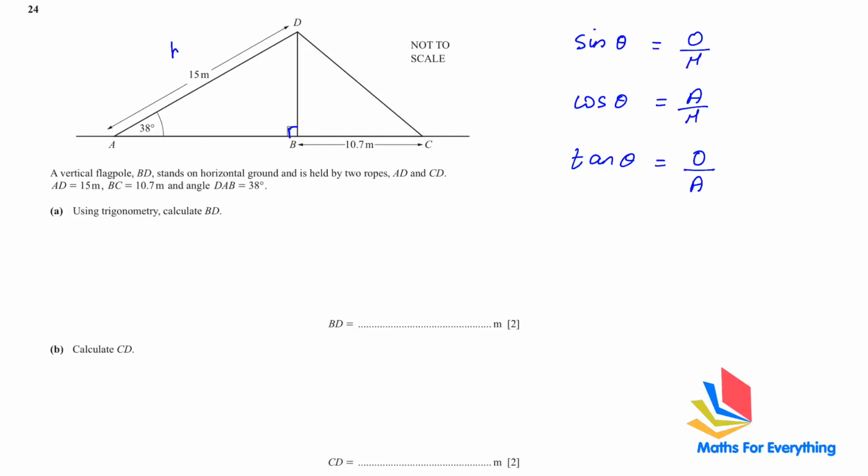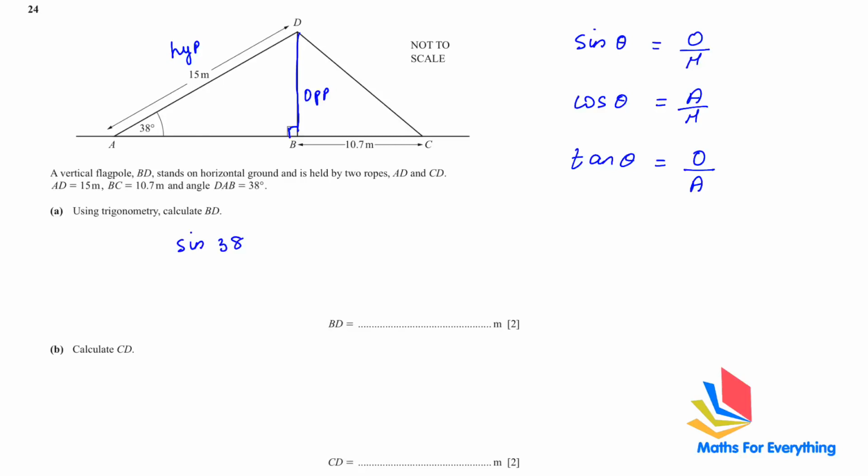So this is the hypotenuse in the triangle ADB, and we want to find BD. If you look at the angle given to us, this is opposite. So we have opposite and hypotenuse, so we'll be using sine.